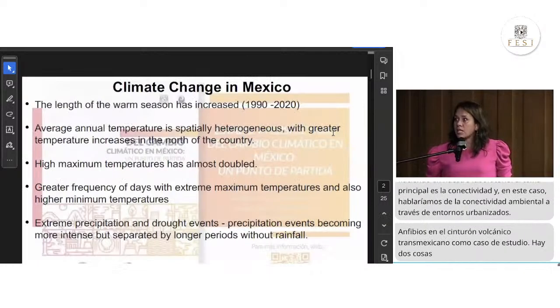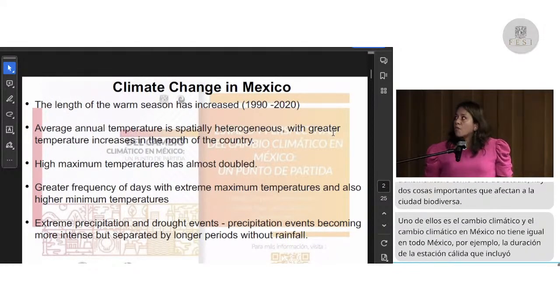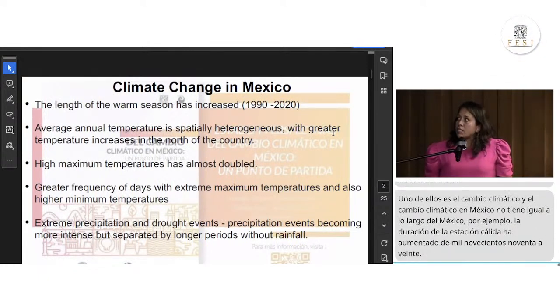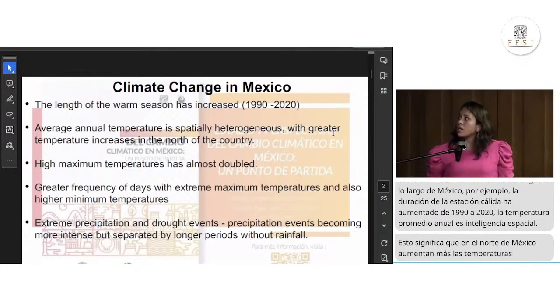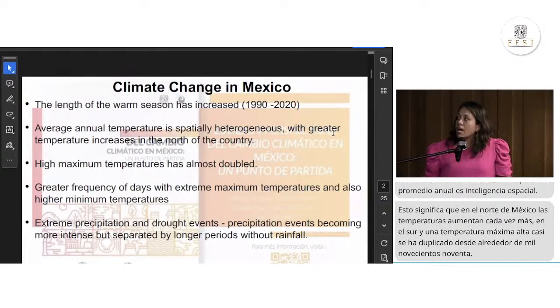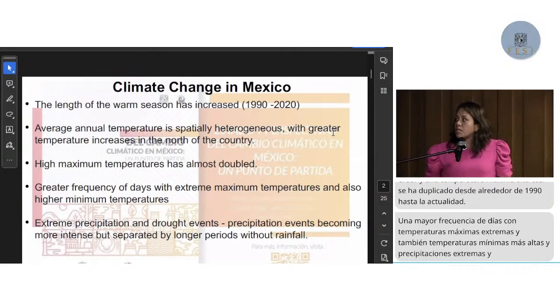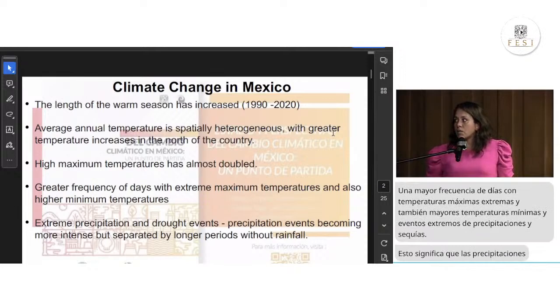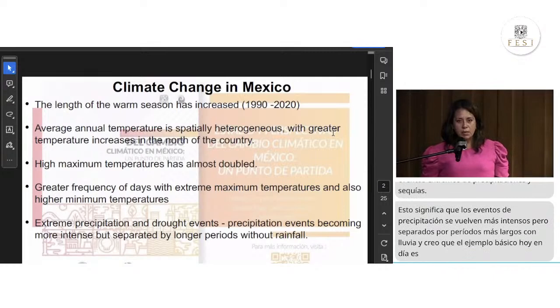There are two important things that affect biodiversity. One of these is climate change, and climate change in Mexico is not equal throughout the country. For example, the length of the warm season has increased from 1990 to 2020. The average annual temperature is spatially heterogeneous. This means that in the north of Mexico, temperatures are increasing more than in the south. And high maximum temperature has almost doubled from around 1990 to the present. There are greater frequencies of days with extreme maximum temperatures and also higher minimum temperatures, and extreme precipitation and drought events. This means that precipitation events are becoming more intense but separated by longer periods without rainfall. And I think that the best example nowadays is what's happening in Acapulco.